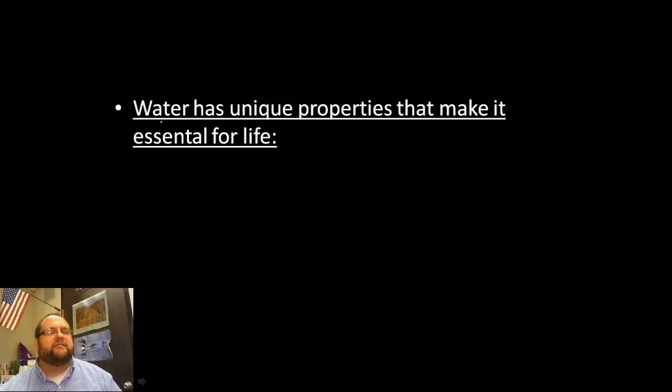Now, this is an important statement. Water has unique properties that make it essential for life. What I mean by that is this. Water has things about it that are unique. It doesn't act like any other molecule.